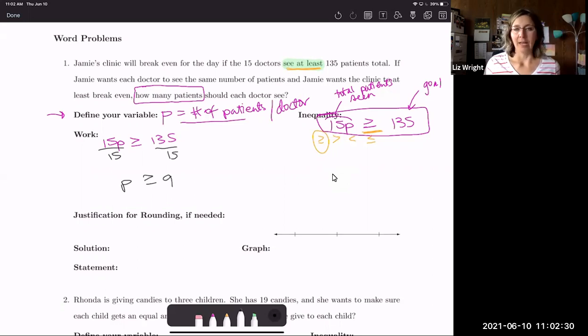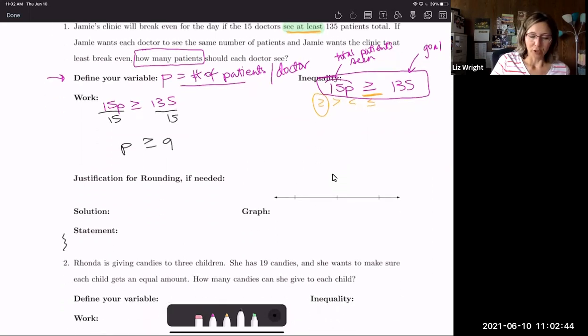What does that mean? How do we interpret our answer? That's what we're going to write down here. It means that every doctor needs to see at least 9 patients. Next is justification for rounding if needed. This is kind of a not applicable, so NA, because there was no rounding needed. You guys are welcome to write NA, not applicable, or you can write no rounding needed. We didn't have to round. It came to an integer value.